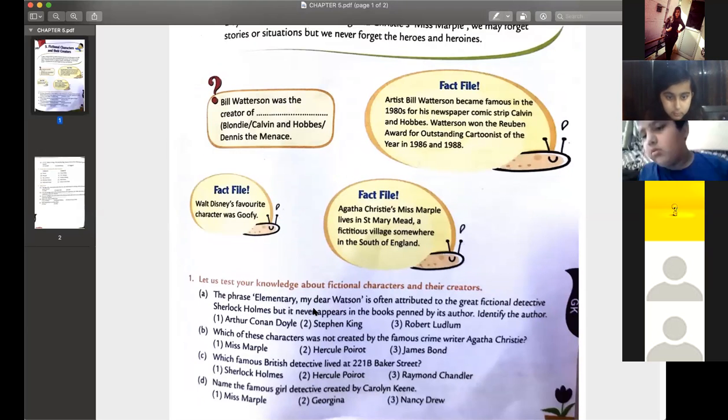Okay. The phrase "Elementary, my dear Watson" is often attributed to the great fictional detective Sherlock Holmes, but it never appears in the books penned by its author. Identify the author. Who is the author according to you?